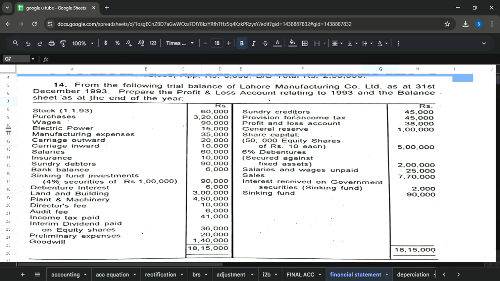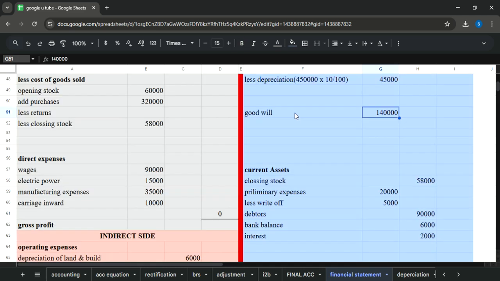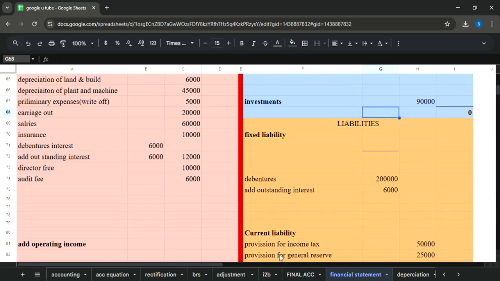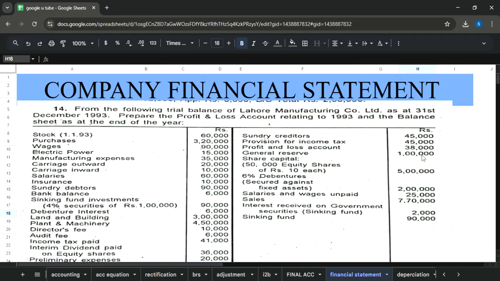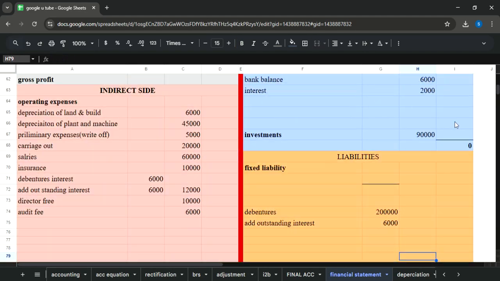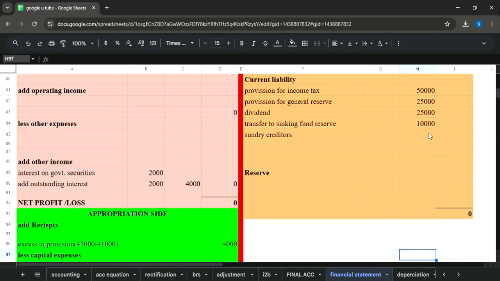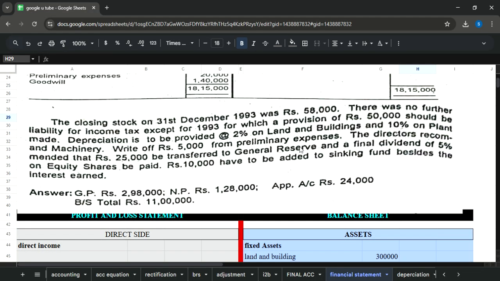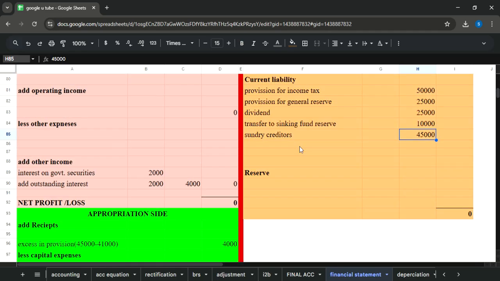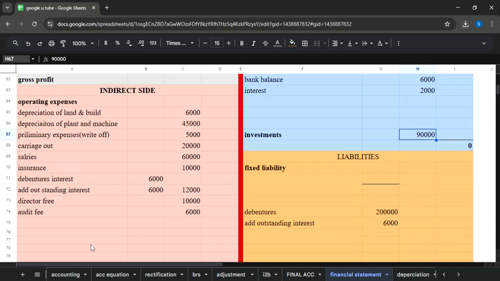Next, right side, credit side, sundry creditors. So you will go to current liability side, and here you will mention sundry creditors, amount of which is 45,000. Here in current liability side, you will mention creditors. Then provision is already solved, 45,000, and we have adjusted 45,000 provision for income tax in appropriation side.